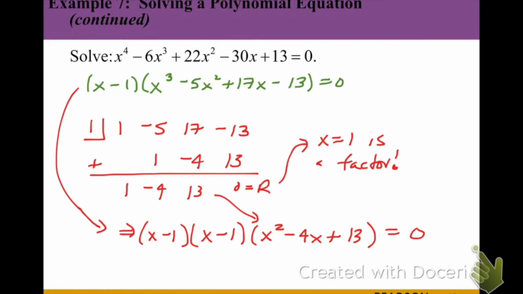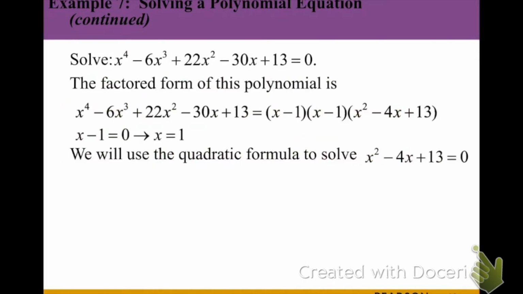It's perfectly okay for some zeros to repeat. Just remember that means it has a different multiplicity. So now we have the factored form. We've changed that quartic to x minus 1 times x minus 1 times our quadratic. We can go ahead and use the quadratic formula to solve our quadratic here because we cannot factor it.